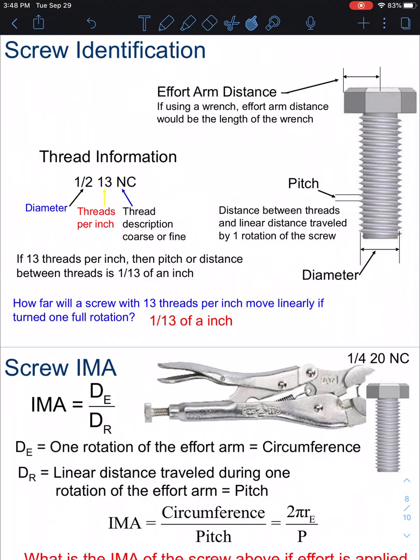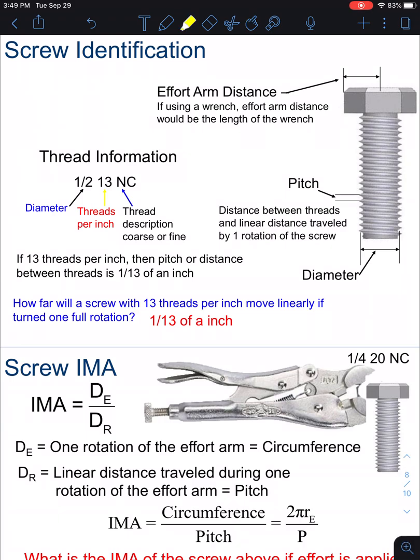Alright guys, I'm going to give you some of the basic information to help you with the screw problems when you're doing AMA, IMA, and efficiency. And again, just like always, your AMA, IMA, and efficiency formulas are all the same.